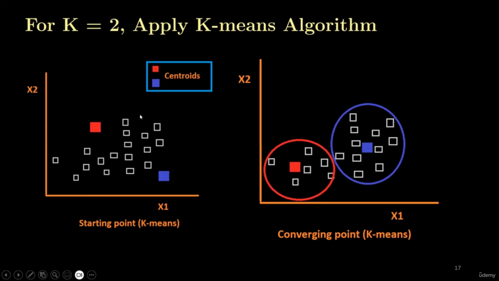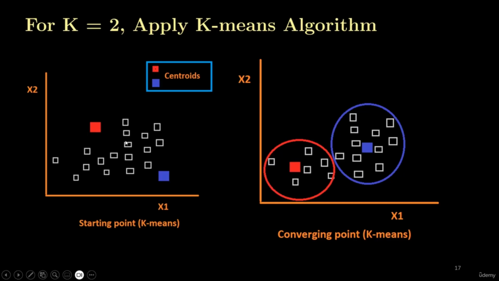So that is our starting point. We can see that we have 2D data. So we have selected 2 clusters. It means we have 2 centroids. So the next step is that we have to put these 2 centroids randomly in the data set. And when the algorithm converges, we will be here. So this is the converging point.